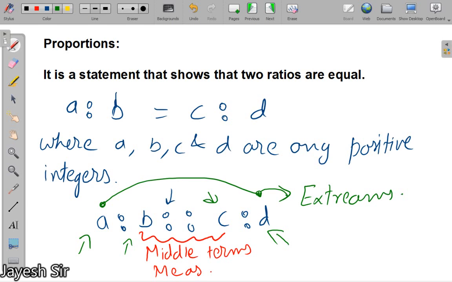Okay, D will be called fourth proportional to A, B and C. C will be called third proportional to A, B and D. B will be called second proportional to A, C and D, and A will be called first proportional to B, C and D. Okay, but we will not go much deeper into that. We will keep in mind the means and the extremes.